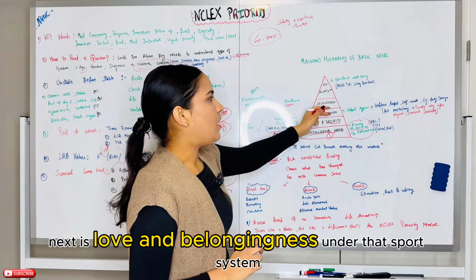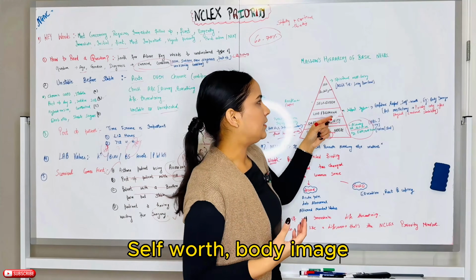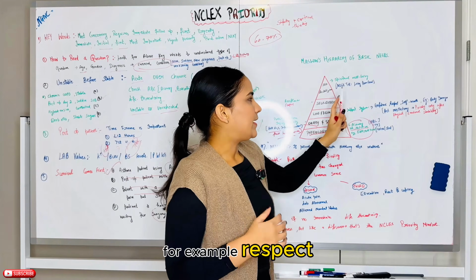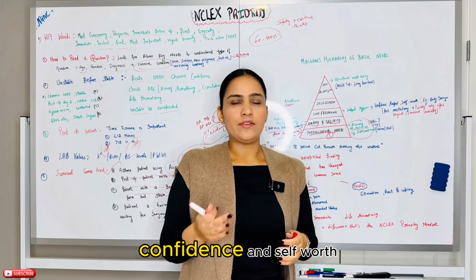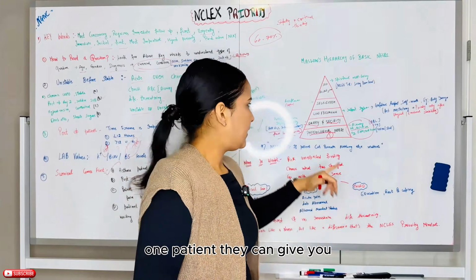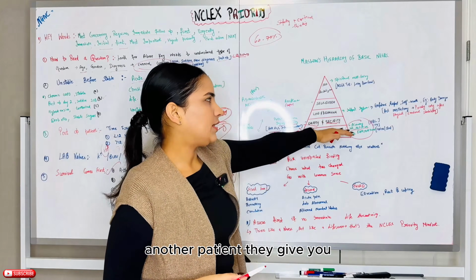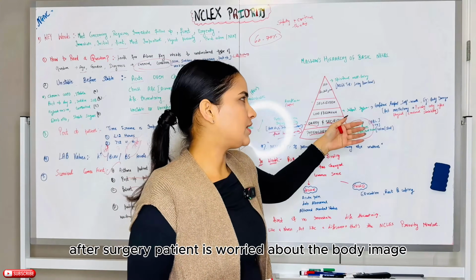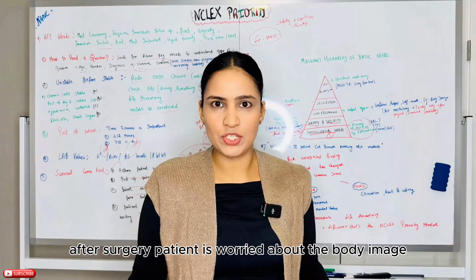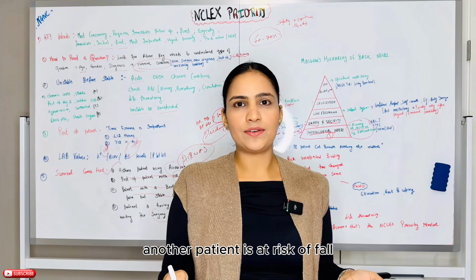Next is love and belongingness. Under that is the support system, for example, self-worth, body image. For example, respect, confidence, and self-worth. How can they test you for love and belongingness? One patient they can give you is having a risk of fall. Another patient they give you is after surgery. The patient is worried about the body image. So one patient is worried about the body image. Another patient is at risk of fall.